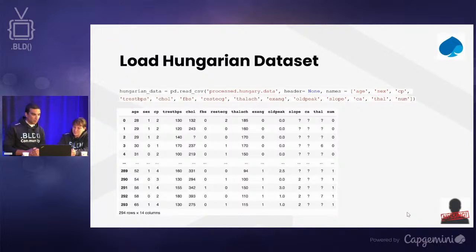So this is the data set. It's called processed.hungarian.data. We are loading the data set here so that we can have a look and identify if there is missing data or not. Just at first sight, we see that it's missing data because we've got lots of columns with question marks here. That's even more clear than the other one that we were seeing.